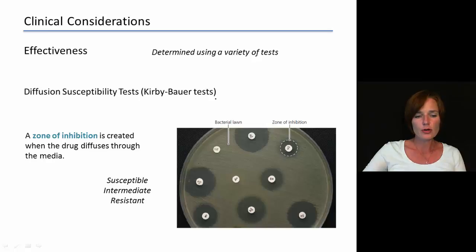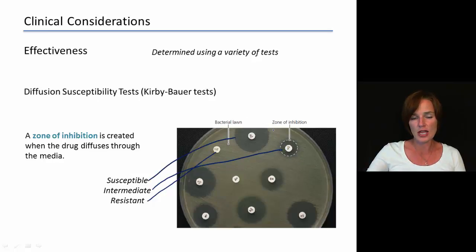So if we have microbes that basically there's no ring, this would be something that looks resistant because there's no effect. We can have some that are kind of intermediate, which would be this one where you have some growth, it's not as far away. And then we have some that are much more susceptible, which are going to be the larger rings that we have right here.